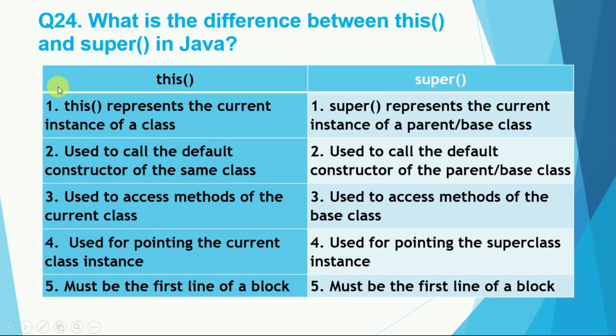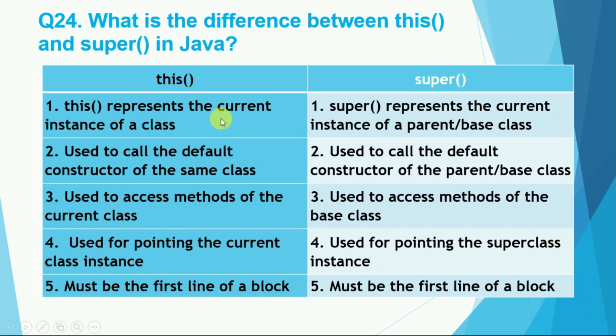So next is the difference between the this and super keyword. Okay, these keywords are very important. We will discuss this later, and we will execute different programs using the this and super keywords. So the this keyword represents the current instance of a class, and super represents the current instance of the parent or base class.